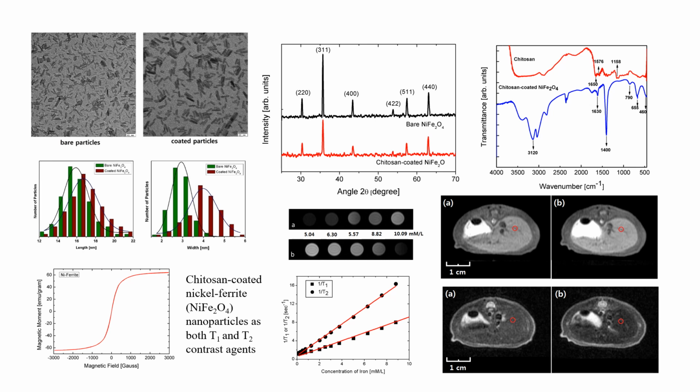These are data for ketone coated nickel ferrite nanoparticles. The shape is rod shape, and the average length of the particle is about 16 nanometers, and the average width of the rod is about 4 nanometers. So these are rod-shaped nanoparticles with width about 4 nanometers and length about 16 nanometers.